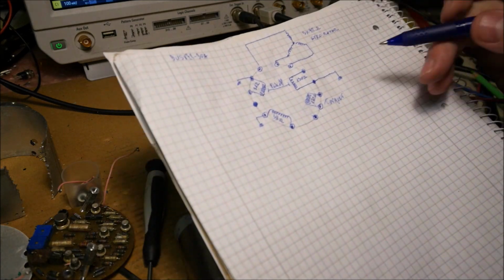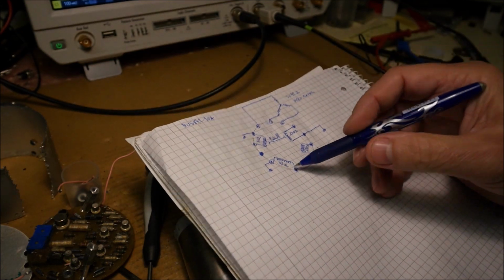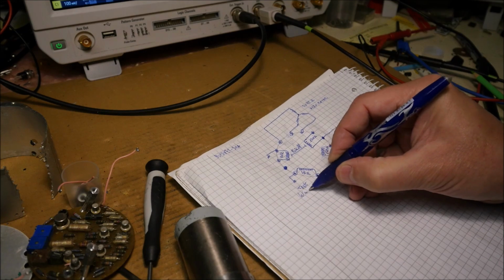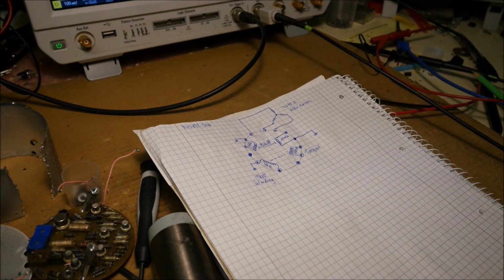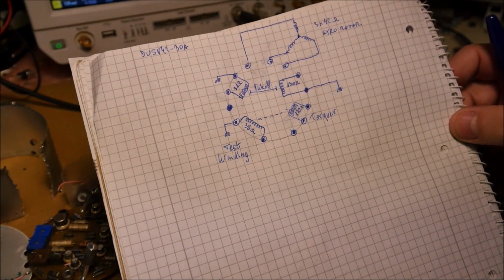So the torquer is here because it should be isolated, and this is actually the test winding. So this permits to generate torque. So now we have everything.